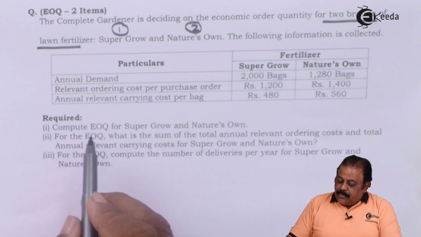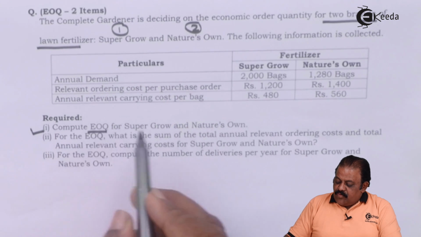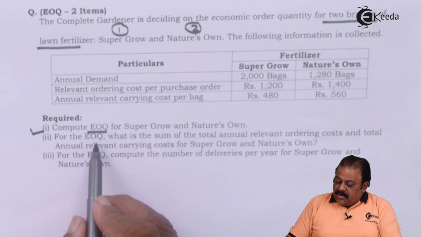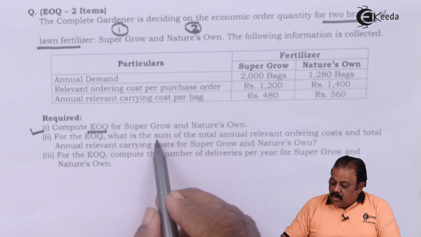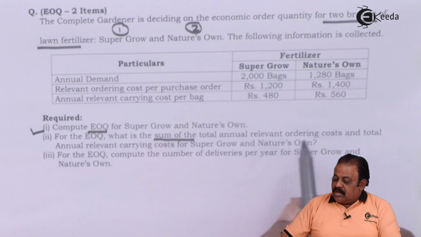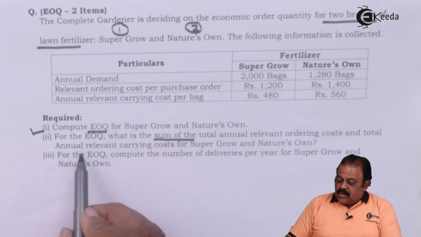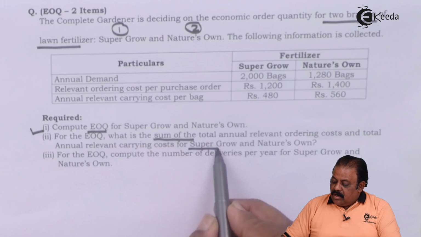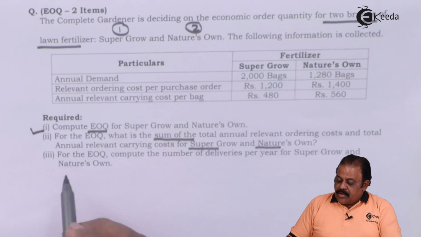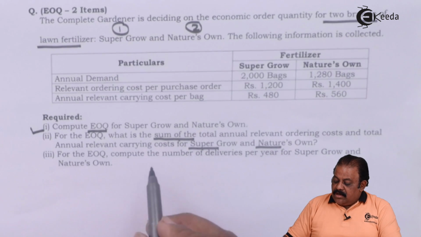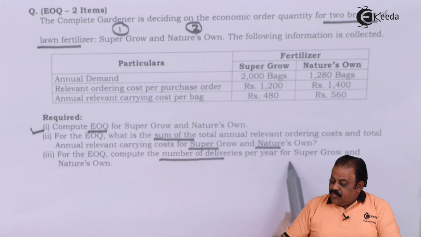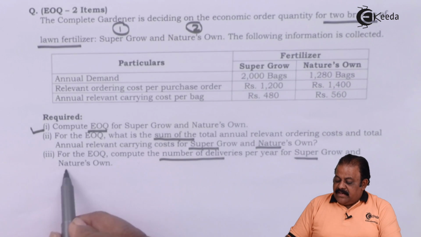You are required to compute economic order quantity for Super Grow and Nature's Own. For the economic order quantity, what is the sum of total annual relevant ordering cost and total annual relevant carrying cost for Super Grow and Nature's Own? For the economic order quantity, compute the number of deliveries per year for Super Grow and Nature's Own.